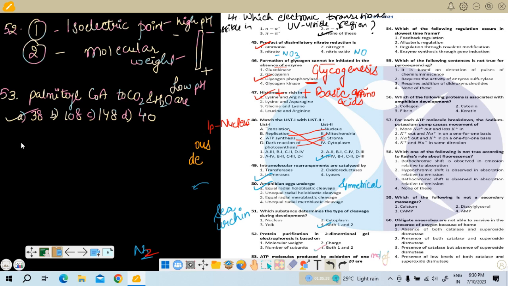Coming to question number 54. Which of the following regulation occurs in slowest time frame? Feedback regulation, allosteric regulation, regulation through covalent modification, enzyme synthesis through gene induction. This is 4, enzyme synthesis through gene induction.